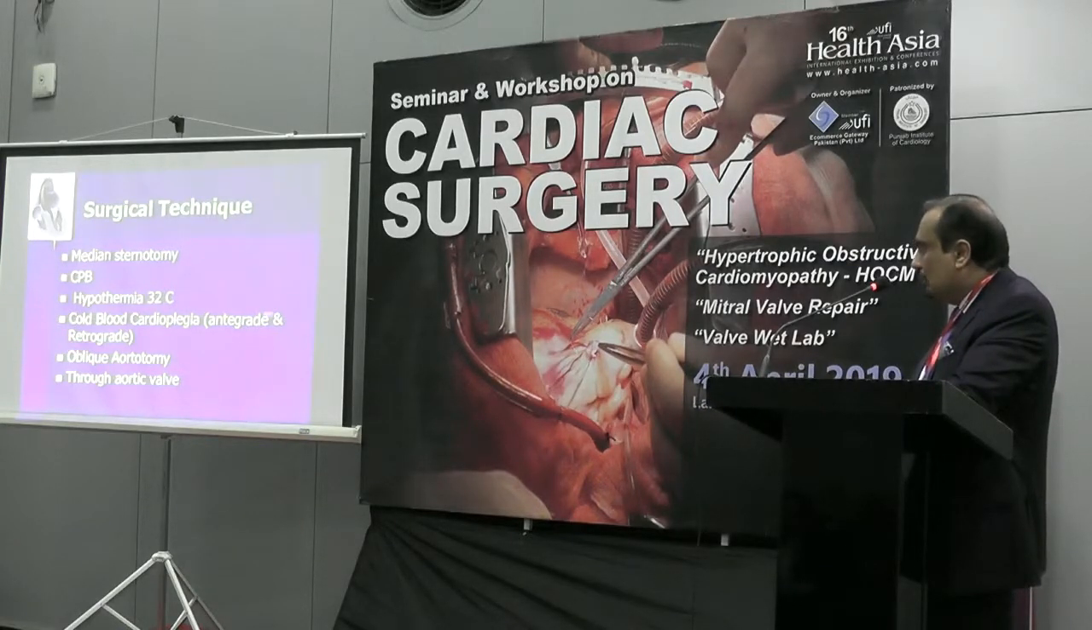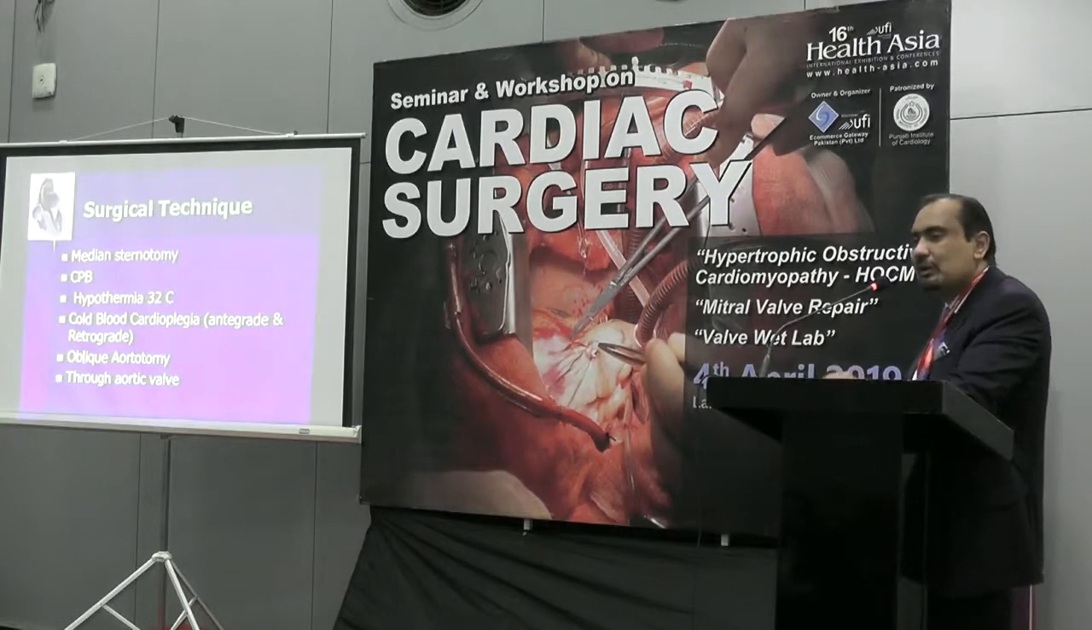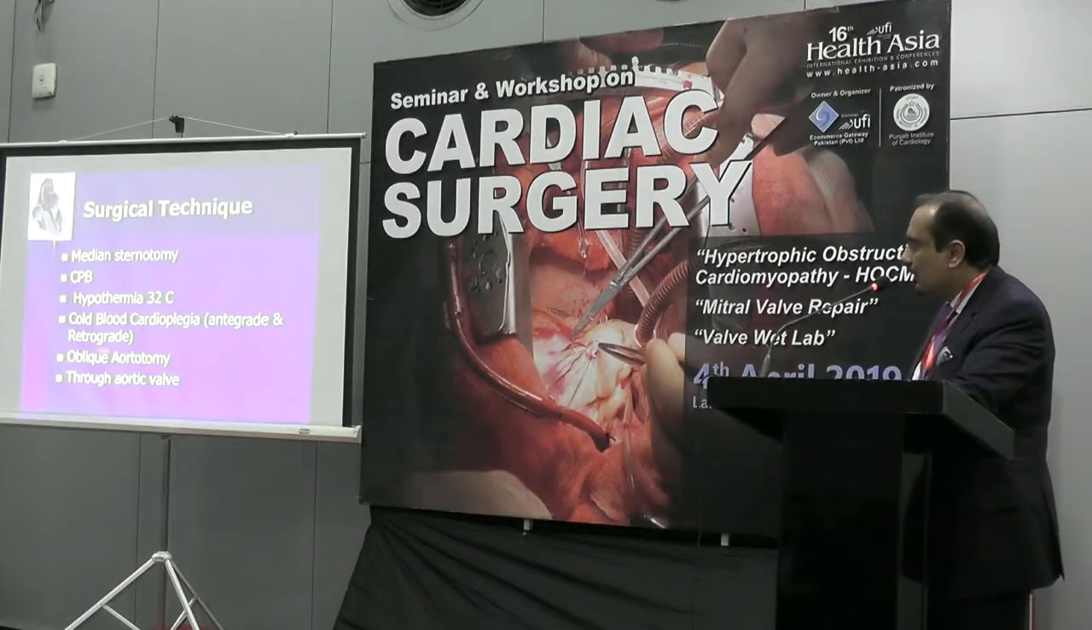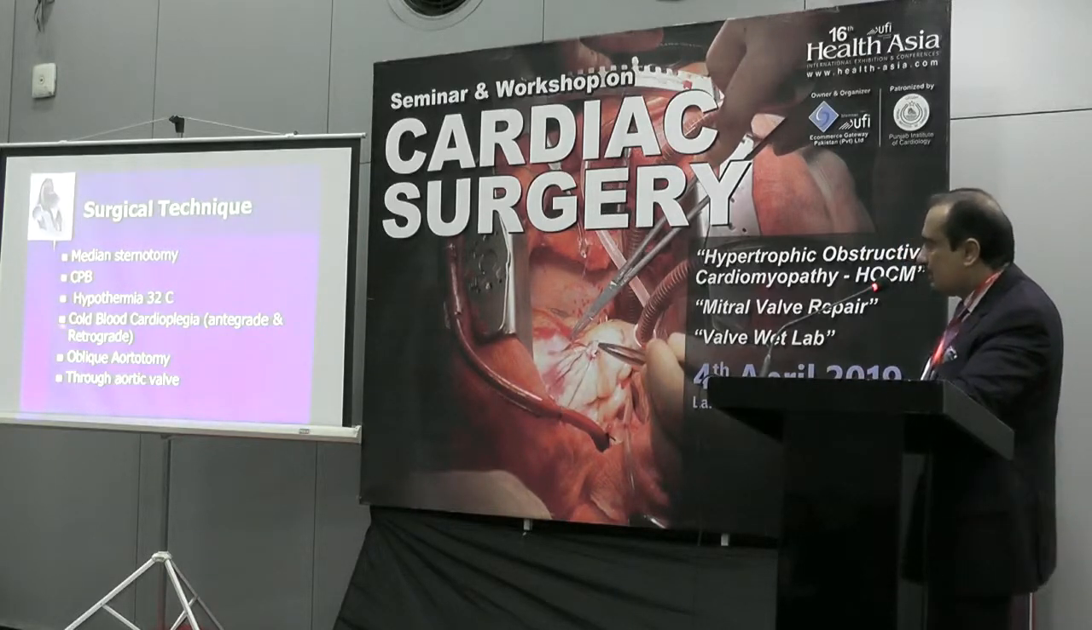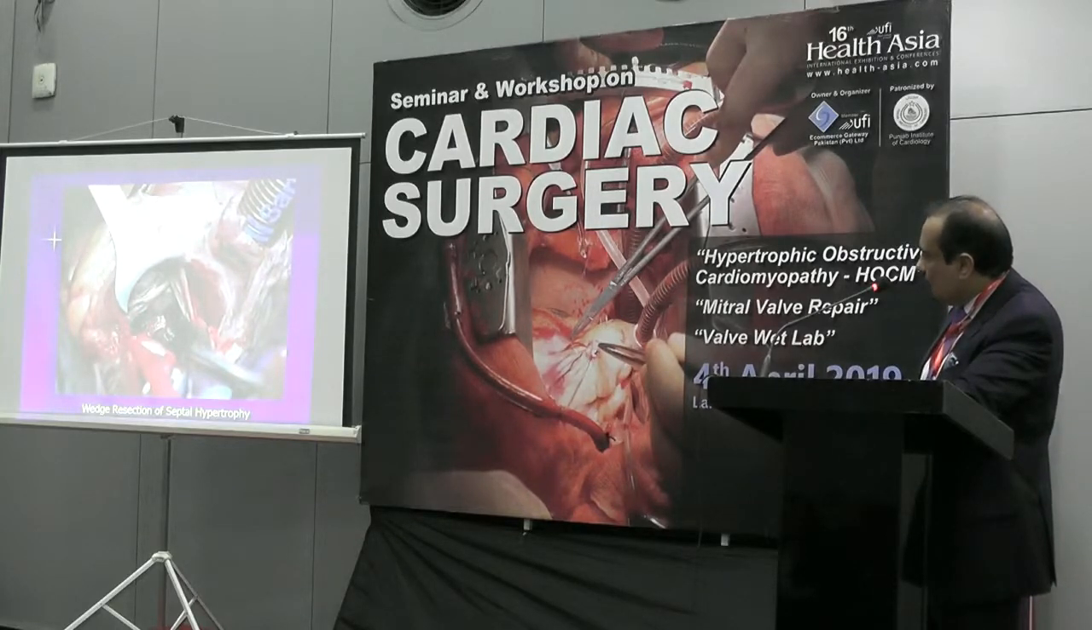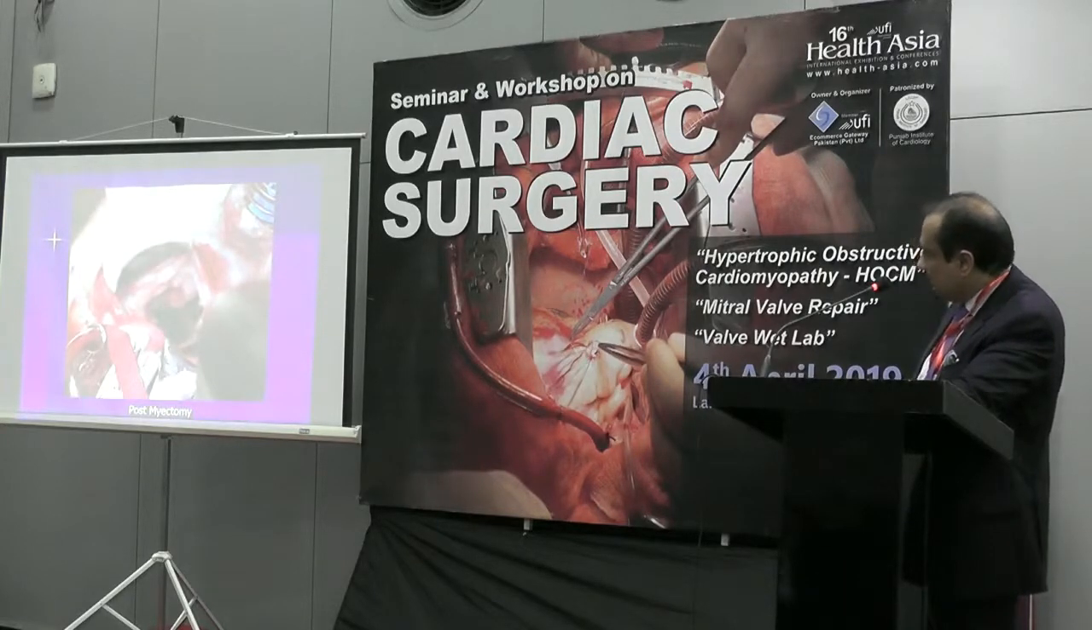But I do have the option of retrograde, and sometimes if I'm chickened out or by preference, you can give it directly to the coronaries as well. It's only one more shot you need to give, but I don't like giving it directly to the coronary myself, I don't know why. An oblique aortotomy is performed, going through the aortic valve, so a trans-aortic approach. Again, the same picture you saw before, and that's how you take the wedge out of the septum. That's what it looks like.